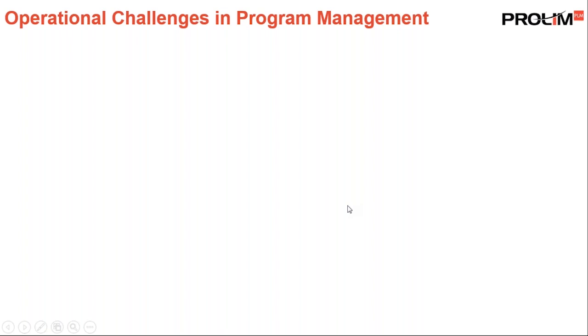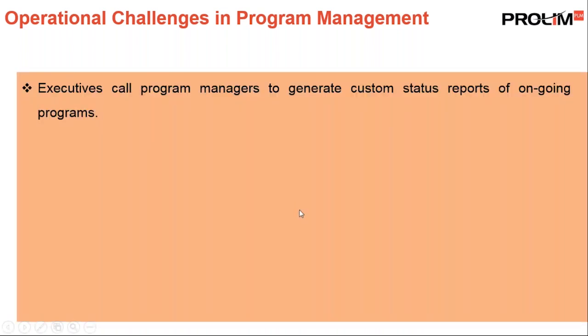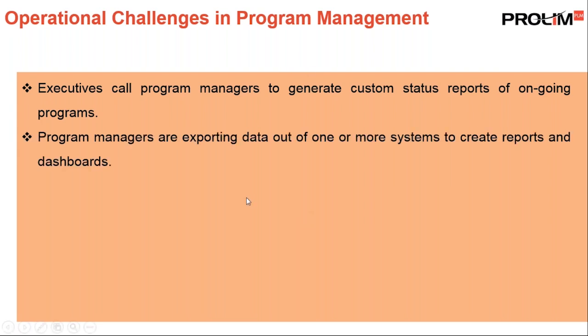And there are challenges in program management at the operation level, like executive will ask program manager to come up with a dashboard or a report. What is the current status? Then program manager will go to different tools or Excels or MS Projects. They will extract the data, prepare the report, and he will submit or present it to the executive committee.